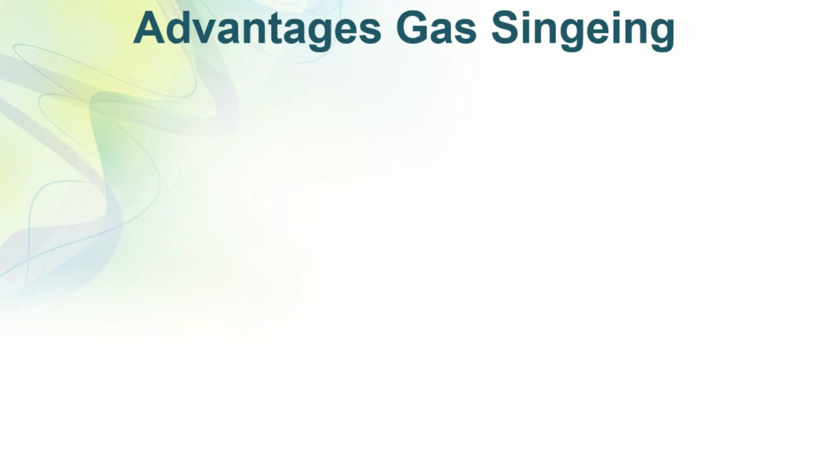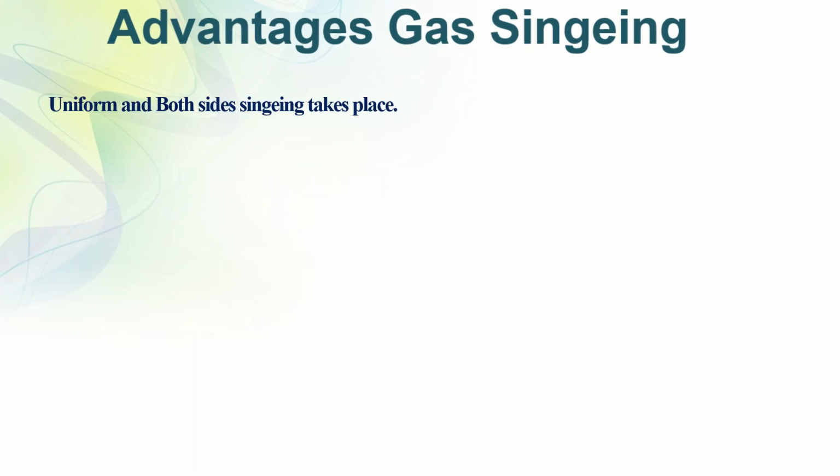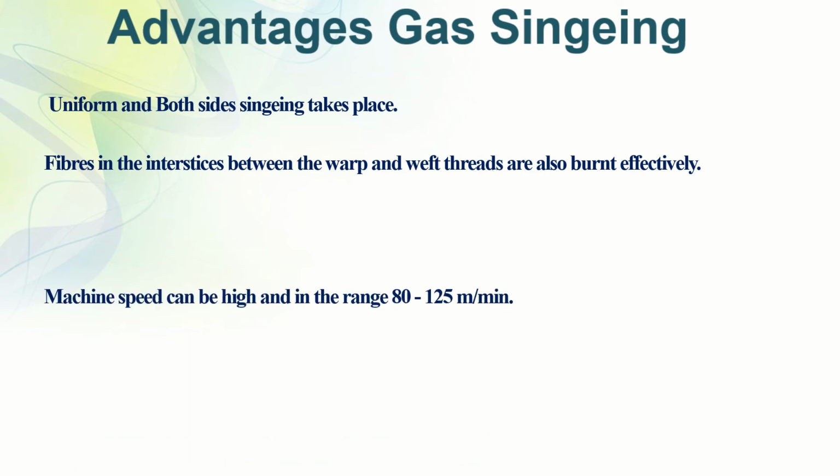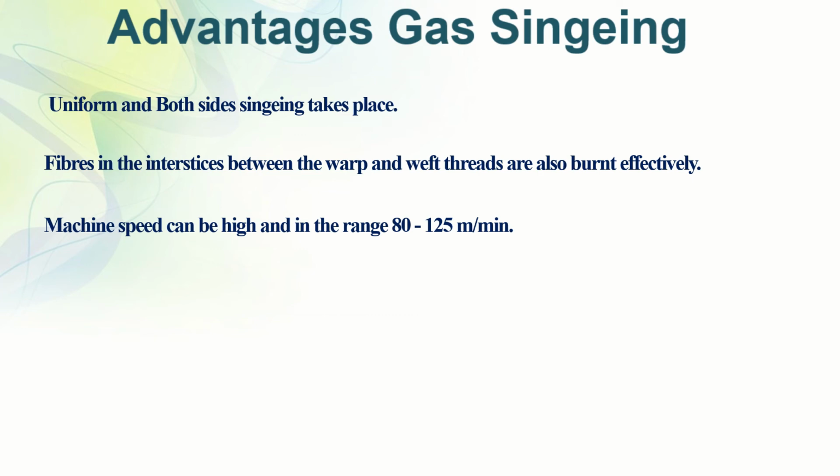Advantages of gas singeing. Uniform singeing takes place on both sides. Fibers in the interstices of warp and weft threads are also burnt effectively. Machine speed can be high, in the range of 80 to 125 meters per minute. Different varieties of cloth can be conveniently singed.